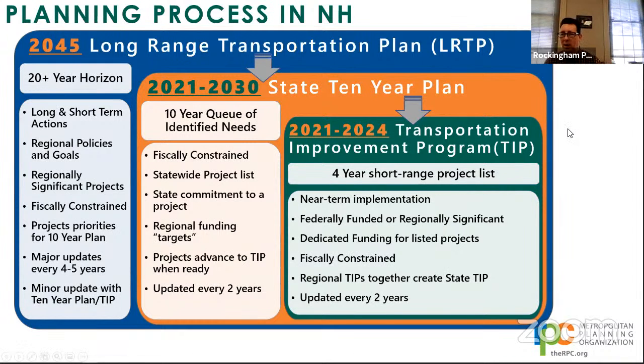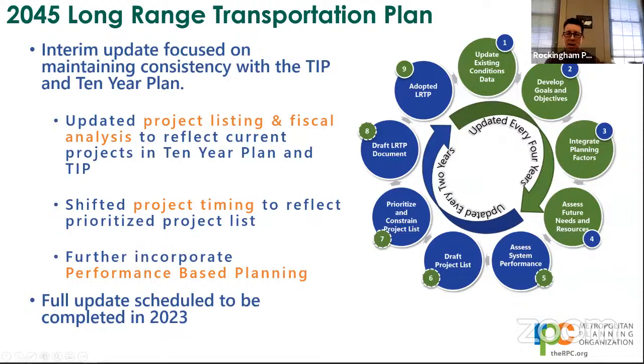So the current update of the plan is an interim update, and not a full update. We're focused on that 2-year update that we talked about earlier, making sure that our project list is updated and the fiscal analysis is reflecting current assumptions, that our project timing is consistent between the TIP and the long range plan, and that we're striving to further incorporate the performance-based planning requirements that Federal Highways has added to our things to do over the last several years.